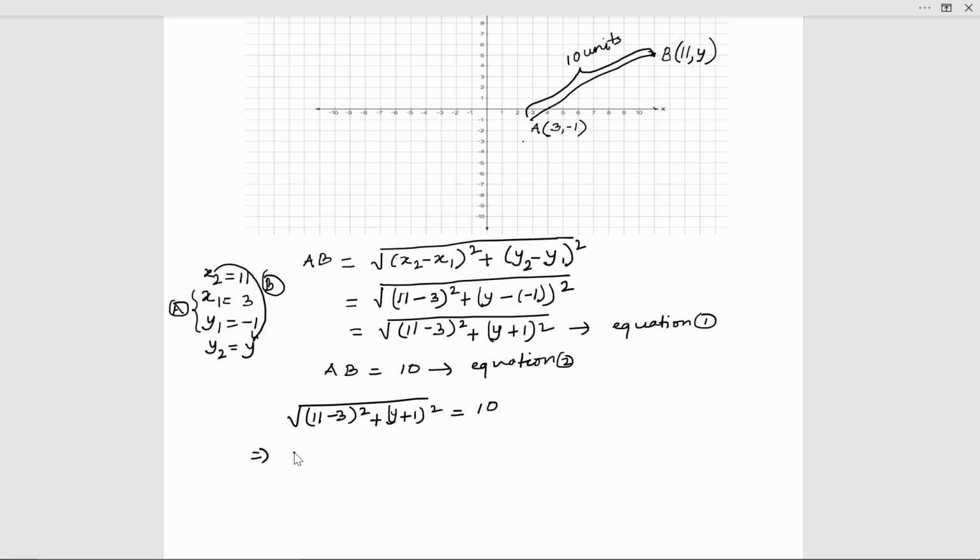Therefore, 11 minus 3 is basically 8 squared, plus (Y plus 1) whole squared, equal to 10. So this is 64 plus (Y plus 1) squared equal to 10.